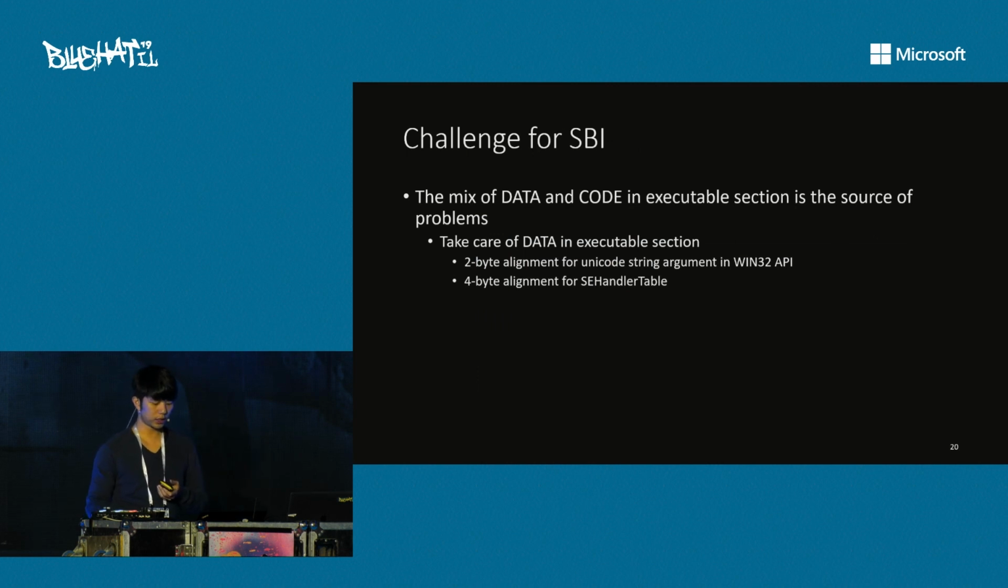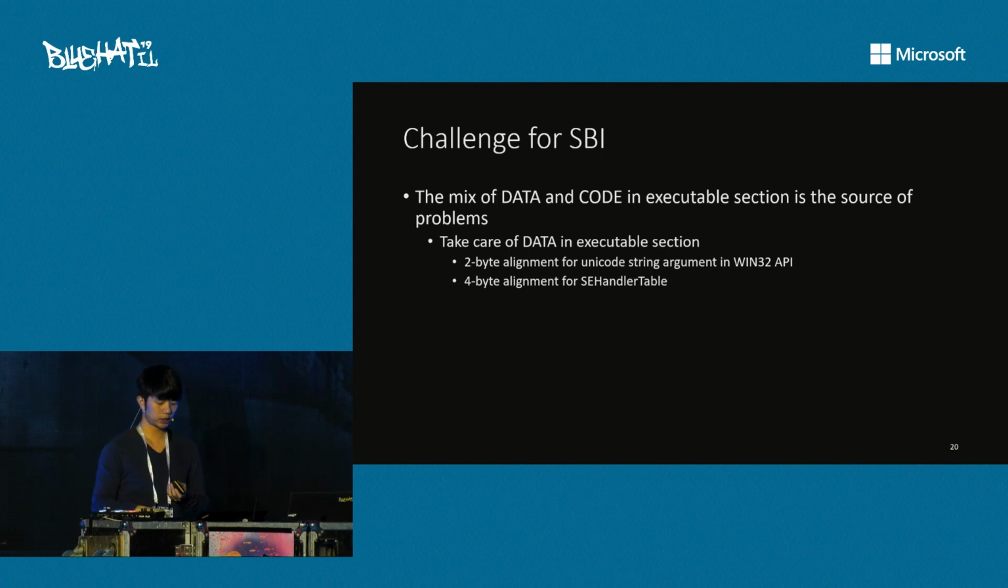And I just mentioned that there is some issue due to the incorrect static information from IDA. And that is the challenge of static binary instrumentation on PE file. All the incorrect information is because the data and the code are mixed together in the executable section. For example, a Unicode string argument in Win32 API has to align to 2 bytes. Otherwise, the API will return error.